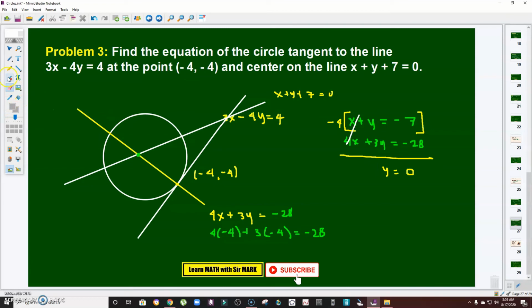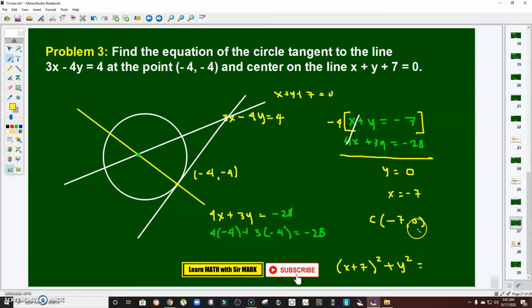Alright. So, next. If y is 0, what is x? So, if y is 0, the value of x will be negative 7. Right? So, therefore, the center of the circle is negative 7, 0. So, therefore, yung equation ng circle ko, meron akong x plus 7 squared, plus y squared. Bakit y squared? Because your k is 0.